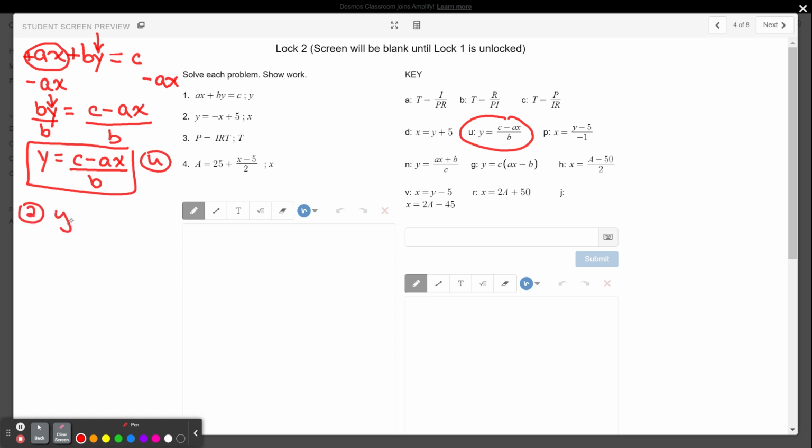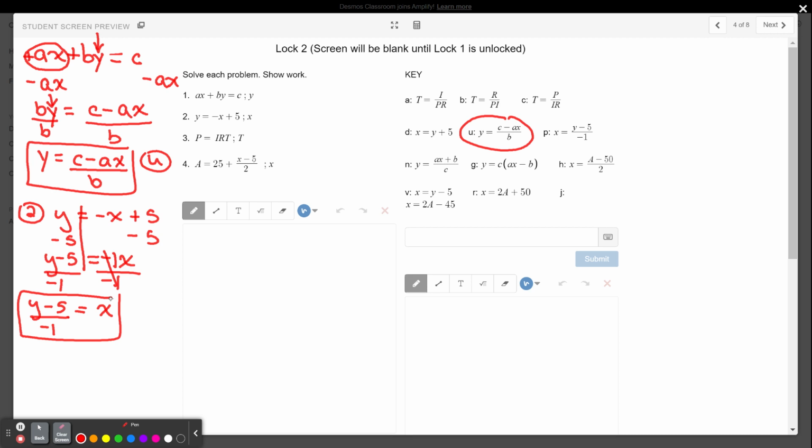Number 2, you're allowed to do several different ways. The one that I showed you on bell work yesterday, we minus 5 on both sides because we're undoing adding. But notice that we are still left with a negative 1 really, and that's being multiplied to x. To undo multiplying, we have to divide. So this answer is the answer that is on this board.